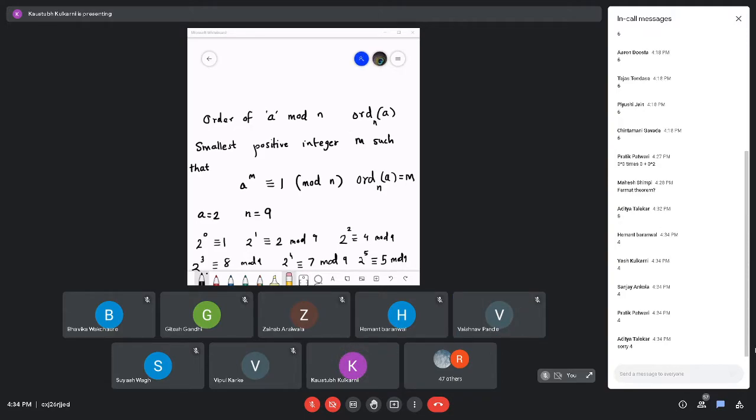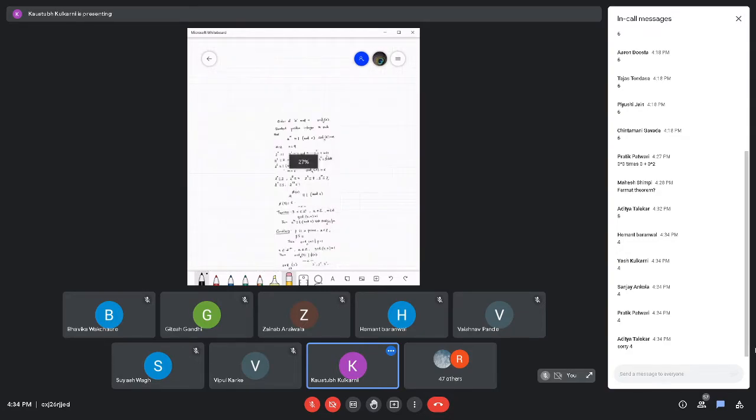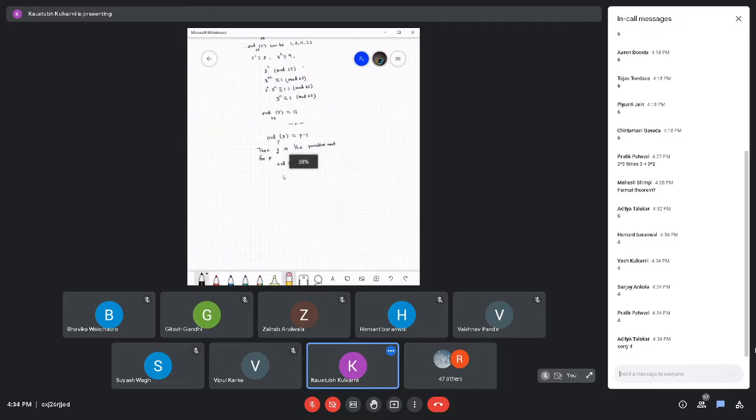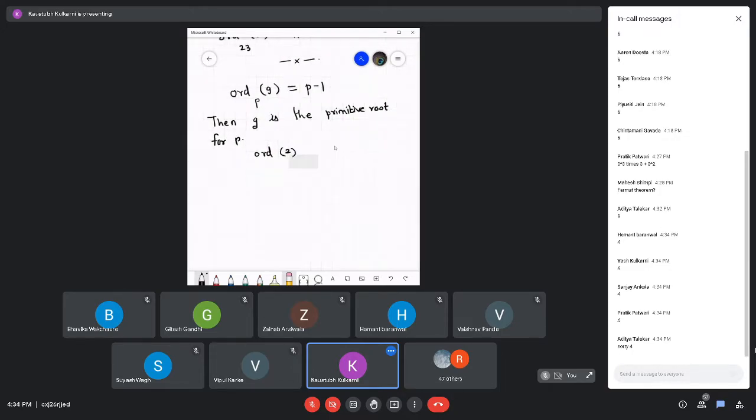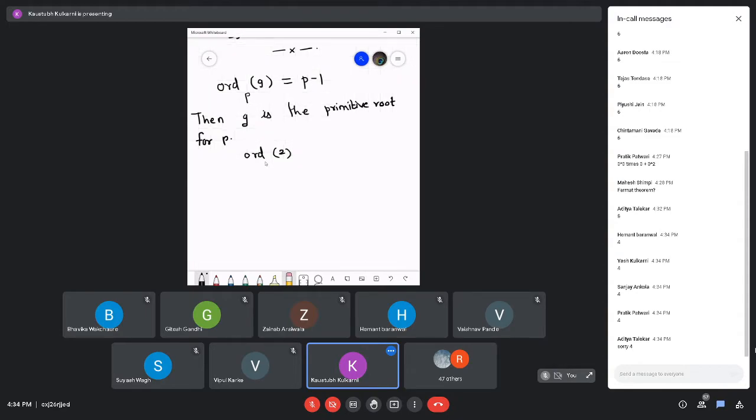So in this case, order of 2 mod 5. Which is the least power of 2 such that when it is divided by 5, the remainder is 1? So 2 raised to 0, we don't count, we start from 1. 2 raised to 1 is 2. 2 mod 5 is 2. 2 raised to 2 is 4.